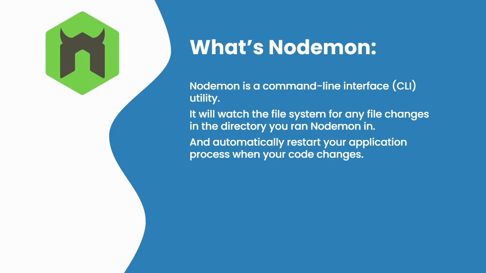Just use nodemon instead of node to run your code, and your process will automatically restart when your code changes. Nodemon doesn't require any change to your existing application. By default, it supports Node.js and CoffeeScript, but it can run any executable such as Python scripts.